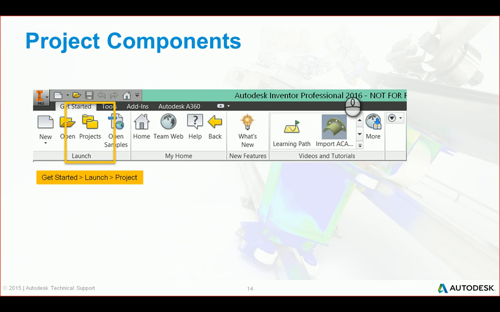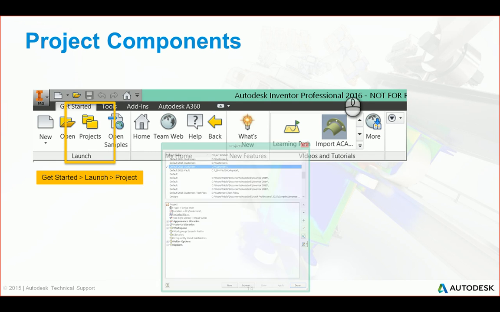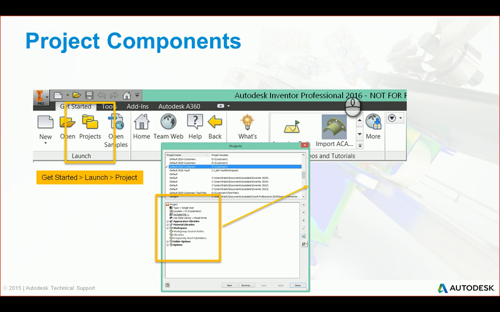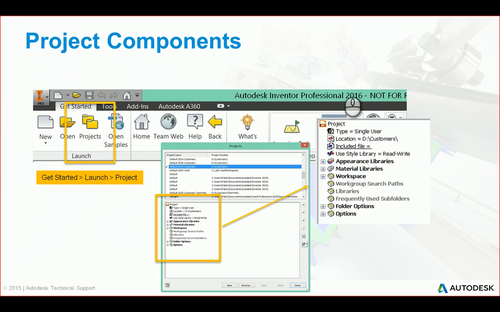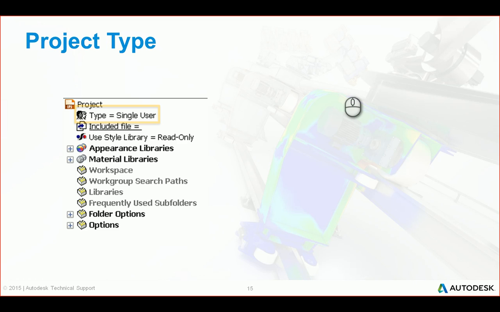Okay, how do you access your projects? You go to Get Started, Launch Projects, and this is what it will look like, and the important information is down in the bottom, and this is where you configure your appearance libraries, material libraries, what workspace you're going to be using, folder options, and we'll be going through all of this.